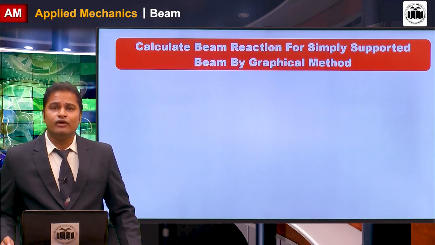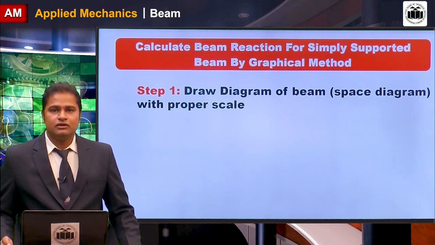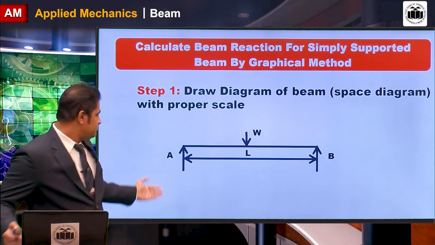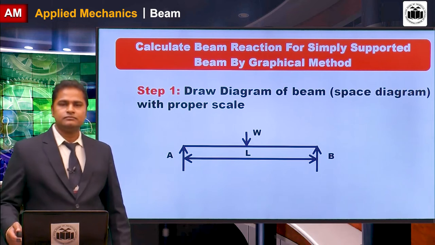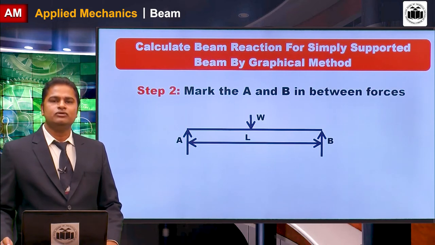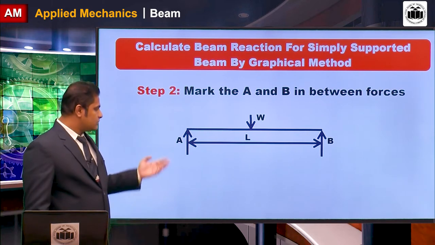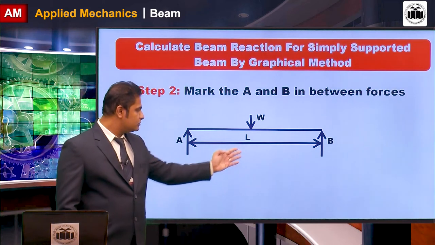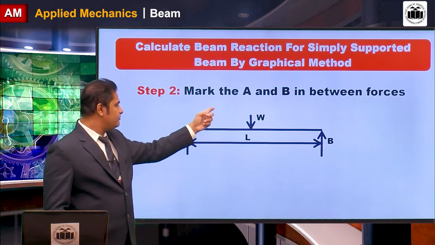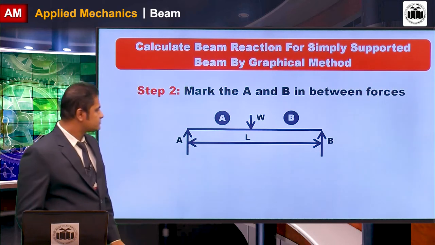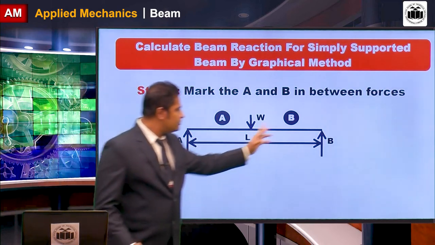Calculate beam reactions for a simply supported beam by the graphical method. Step 1. Draw the diagram of the beam with the proper scale. This is the beam A and B, and this is the point load W acting on that beam. Step 2, mark A and B in between the forces. Take the regions AW and WB. First mark A between A and W, and mark B between W and B.